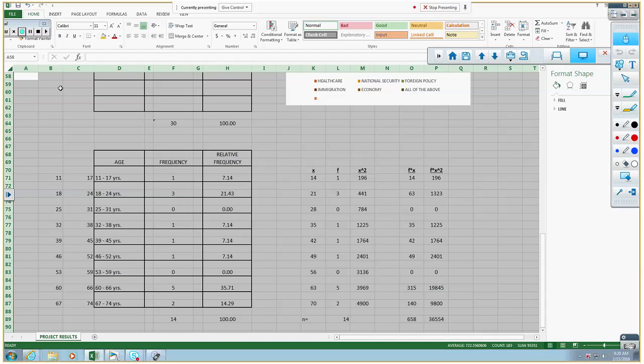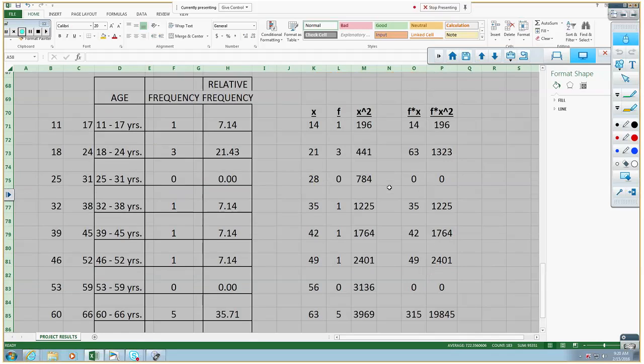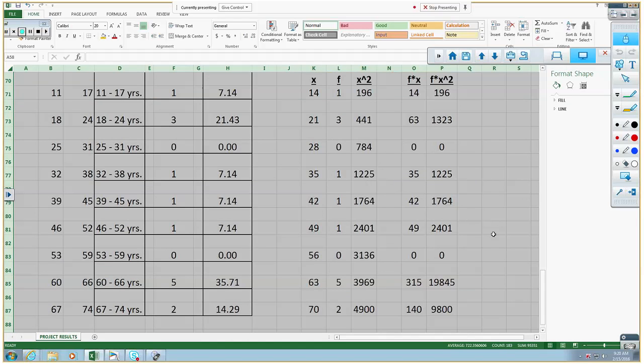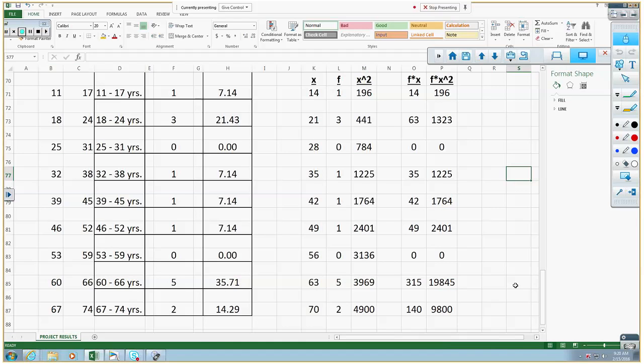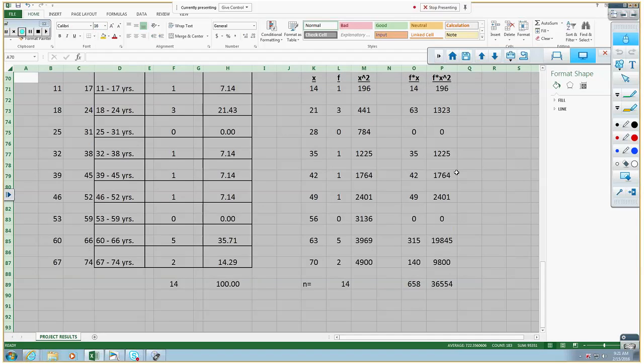Always want something. God. You want the letters bigger? There, how's that? That big enough? Actually, I need to make it a little bit smaller so I can. There. Now, there's my totals.